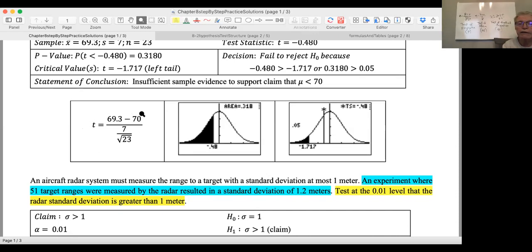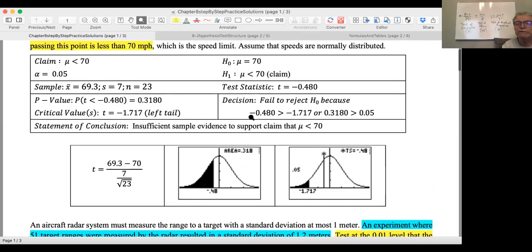When we evaluate this, and if you do this on your calculator, you should put parentheses around the 69.3 minus 70 on the top, and also around the denominator, around the 7 over the square root of 23. Because we have an operation going on in the numerator, we need to group that together so that it gets done first. And we have an operation, the division here, going on in the denominator, so we need to group that together and do all that before we do this division here.